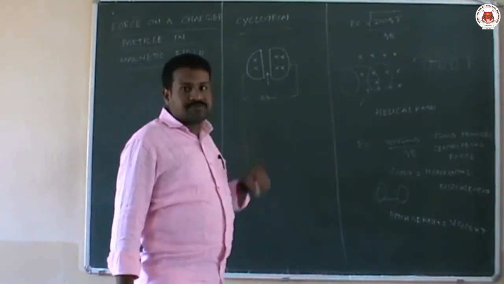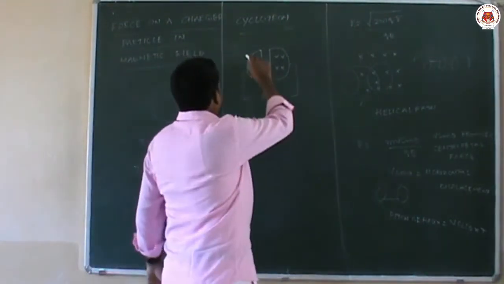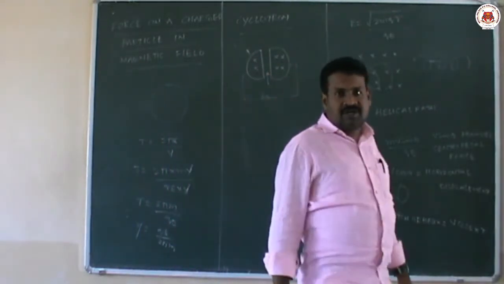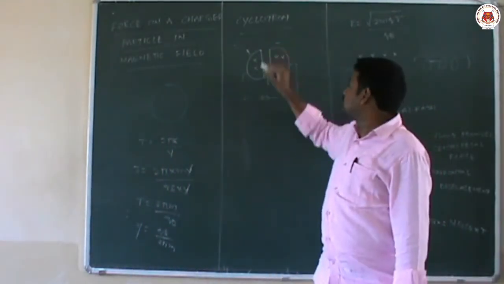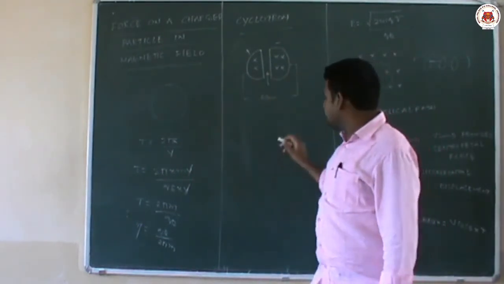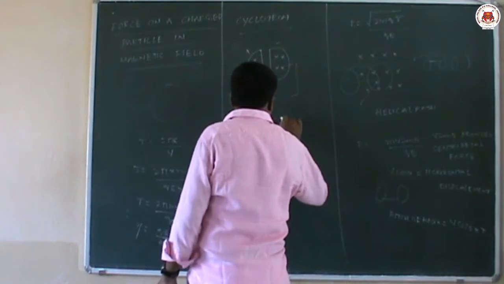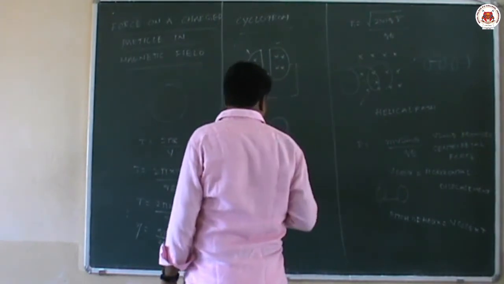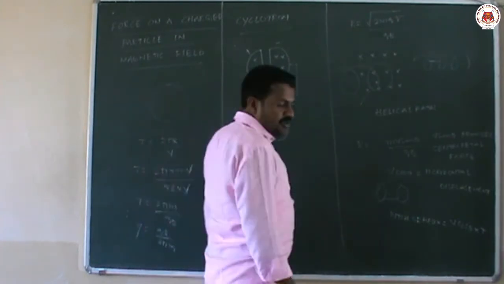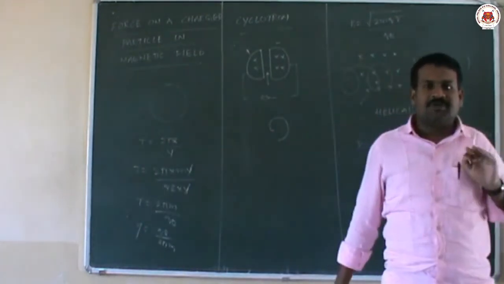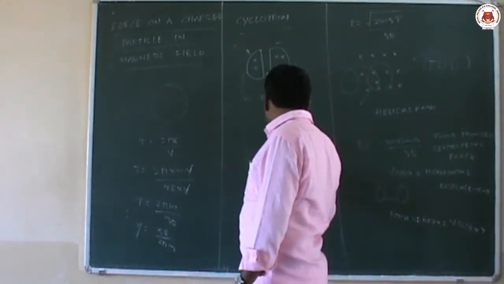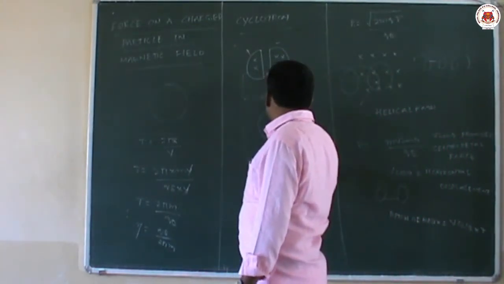What it will do? One of the Ds is maintained at positive charge, and the other D is maintained at negative charge. So this charged particle enters into the D and completes one circle. But first it completes one semicircle, then it comes out of the D. When it comes out of the D, this charged particle is pushed forward. Instead of entering the same orbit, it enters another orbit.